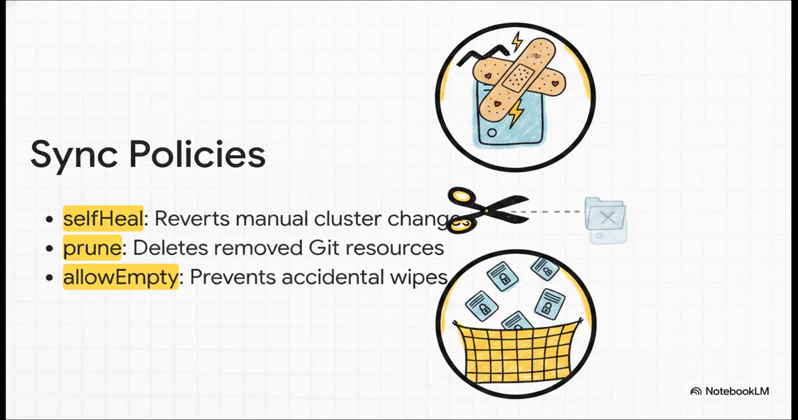Enabling the self-heal policy is where the real magic happens. It instantly reverts any of those rogue manual edits we were stressing about earlier. Then there's the prune policy.